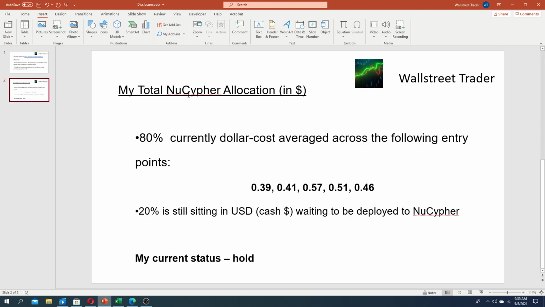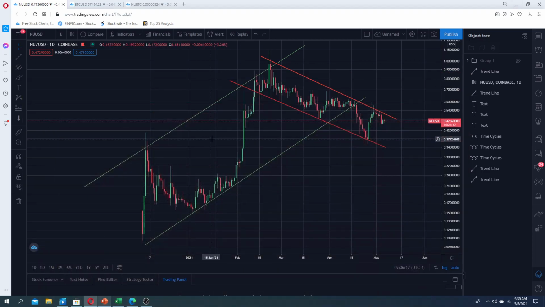On to my current NuCypher allocation for those that are new. 80% of what I invested into NuCypher was across these entry points using a dollar cost average methodology, in terms of where I feel the right entry point is, not just a timed interval of dollar cost averaging. The other 20% is still sitting in US dollars waiting to be deployed into NuCypher. I have no particular planned entry or exit points at this time. That being said, let's take a look at the NuCypher chart.